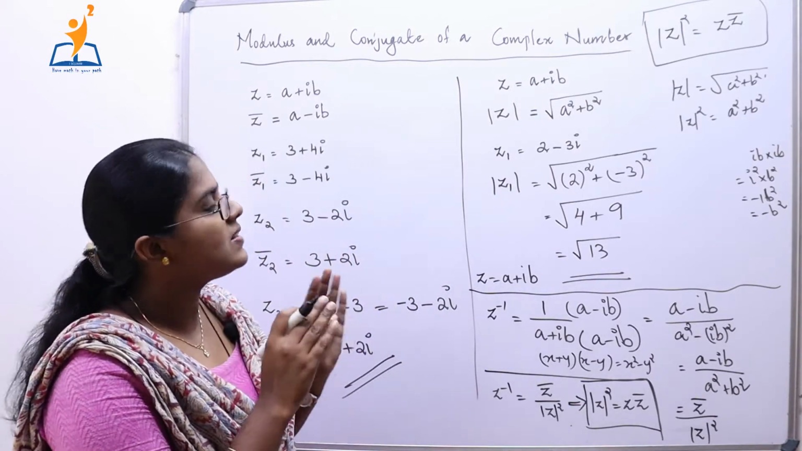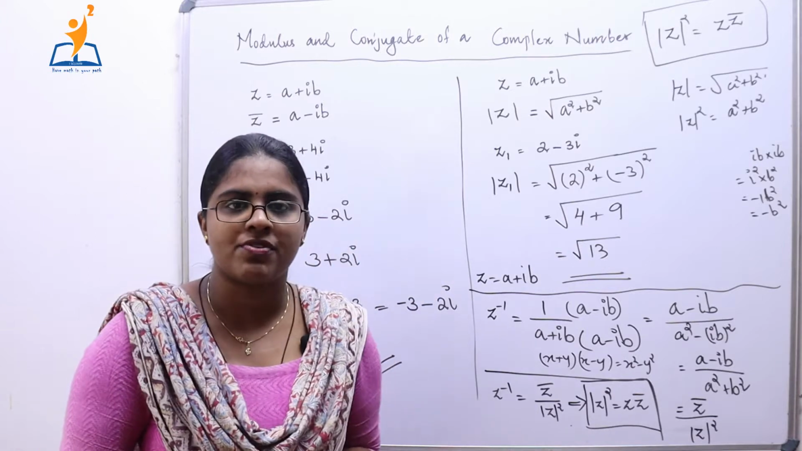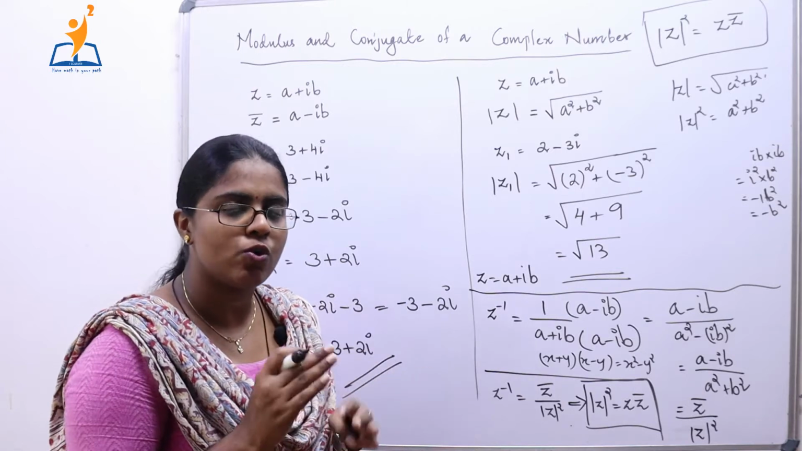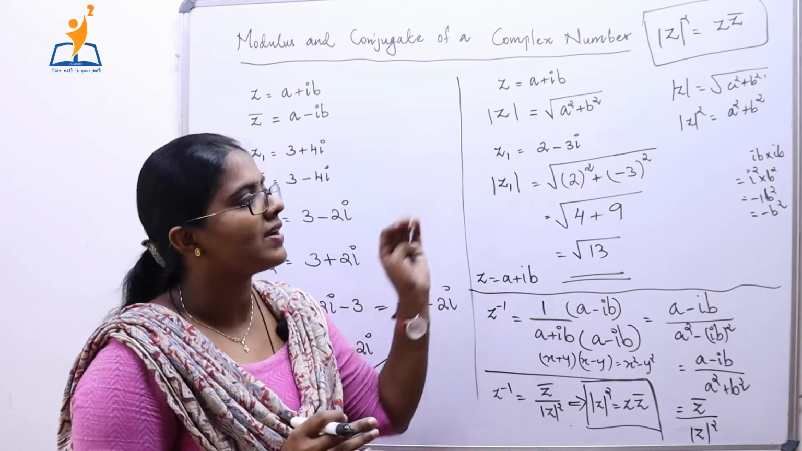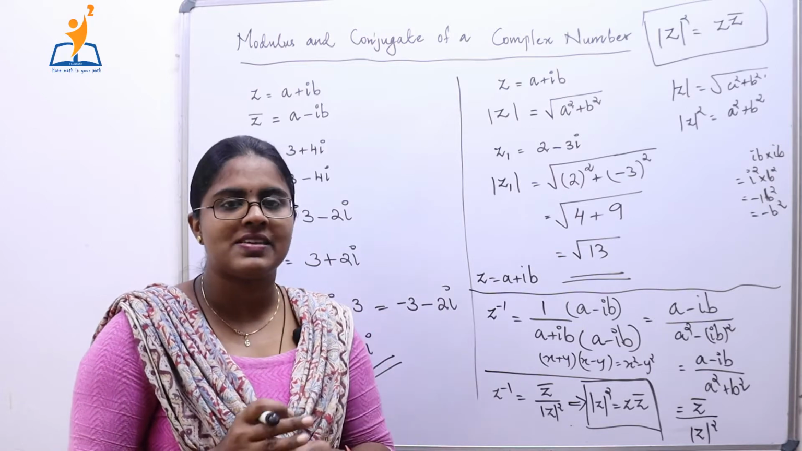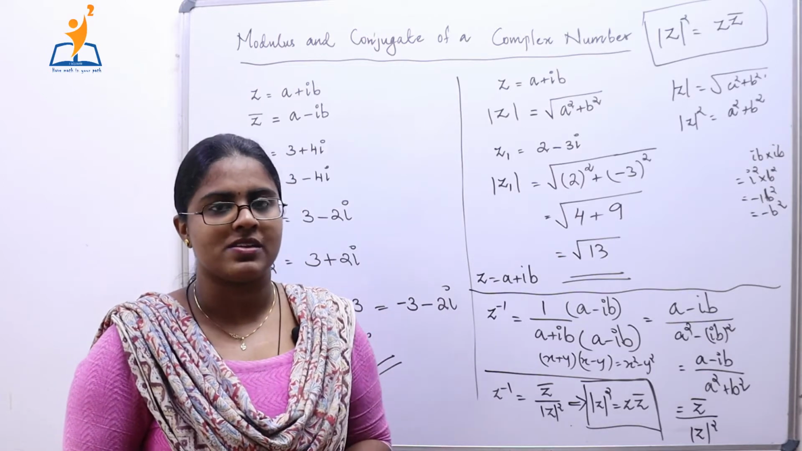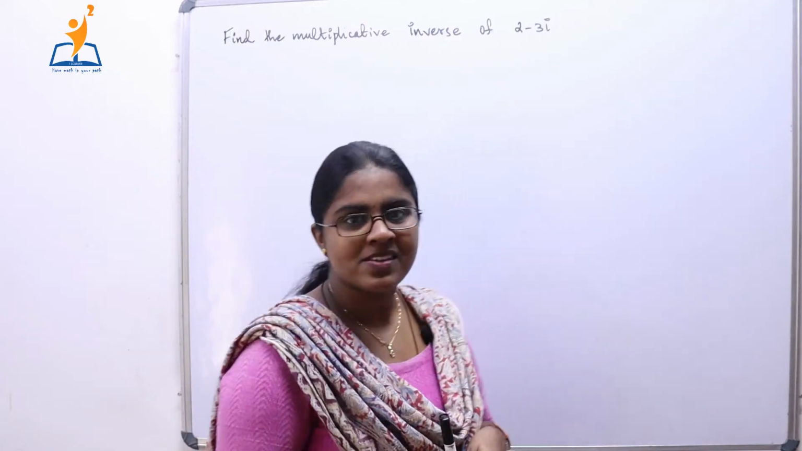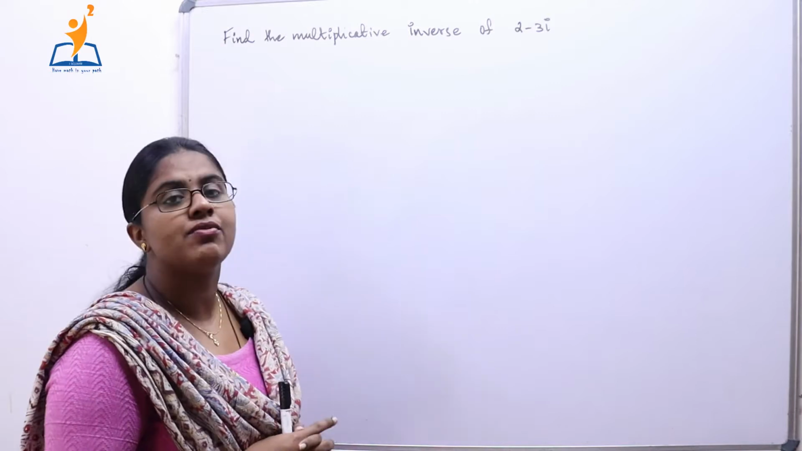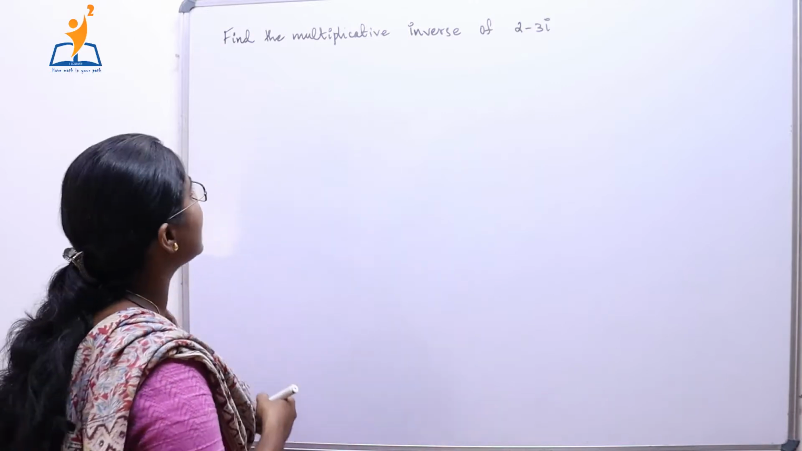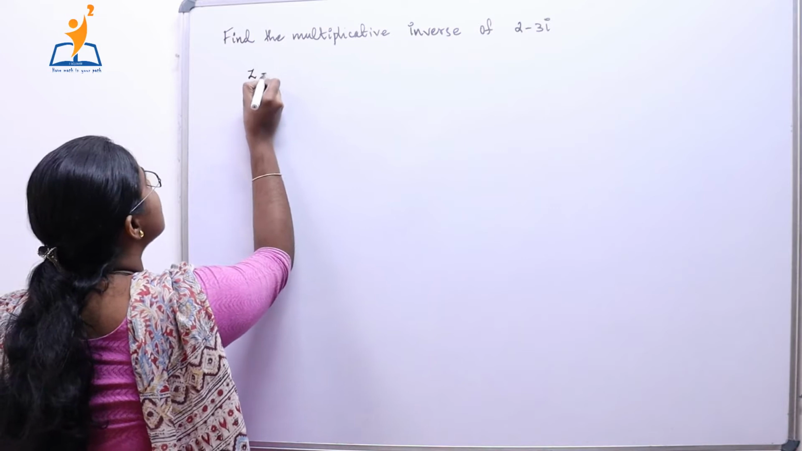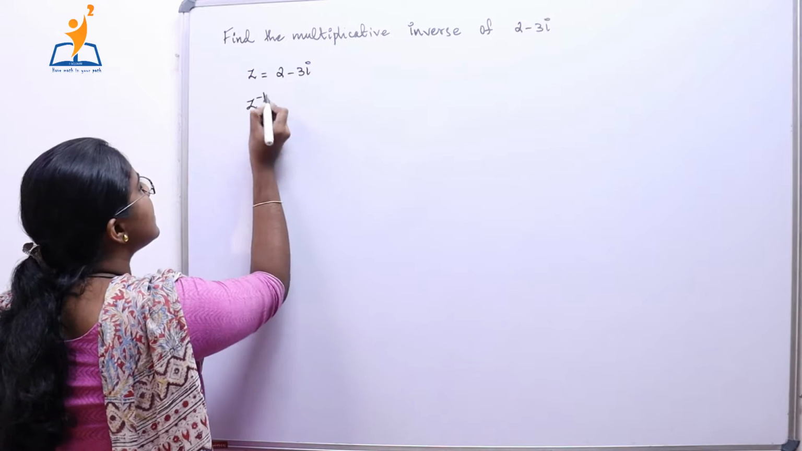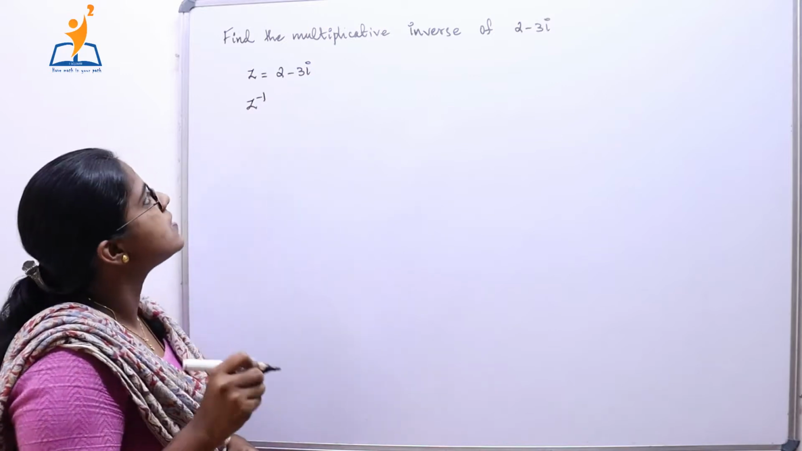So hope it is clear what is the conjugate of a complex number and what is the modulus of a complex number, and using those two concepts we have found out the relationship between modulus and conjugate of a complex number. Now let's solve some examples. Now we have a question with us. Find the multiplicative inverse of 2 minus 3i. We are given z is equal to 2 minus 3i, and we want to find z inverse, that is the multiplicative inverse of z.